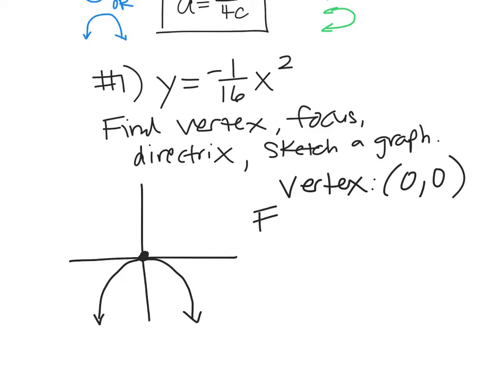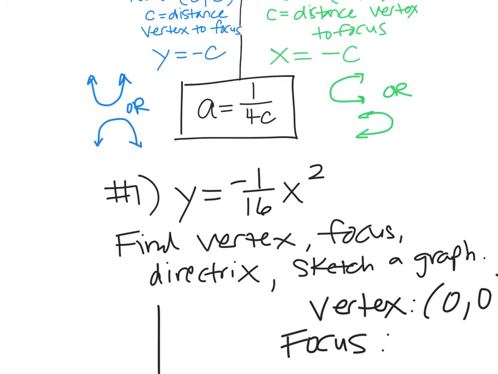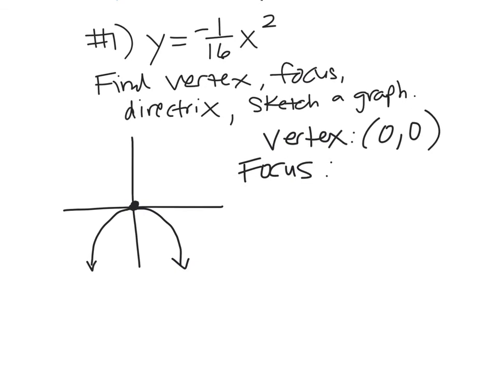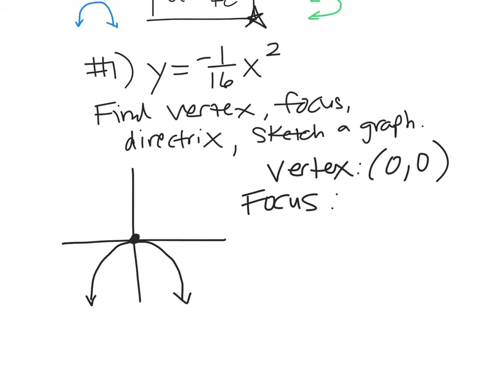Now I need to find the focus. And I told you a minute ago that for every single problem, you're going to use this formula. a equals 1 over 4c. I'm not kidding you. Every single problem, you will use that formula. So let's talk about that formula. If I'm trying to find the focus, a equals 1 over 4c. And the focus is going to be a distance away from the vertex. That's where my focus is going to be.